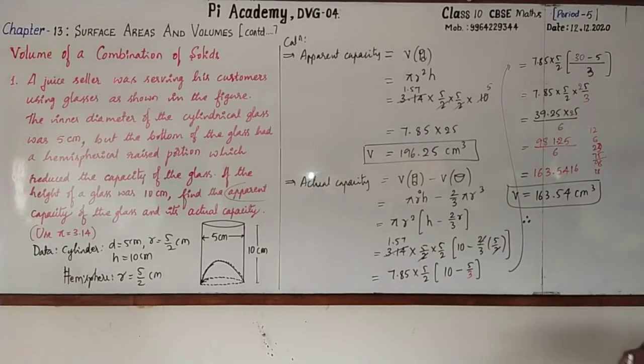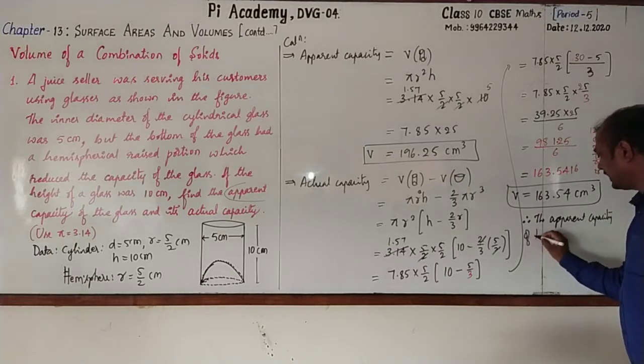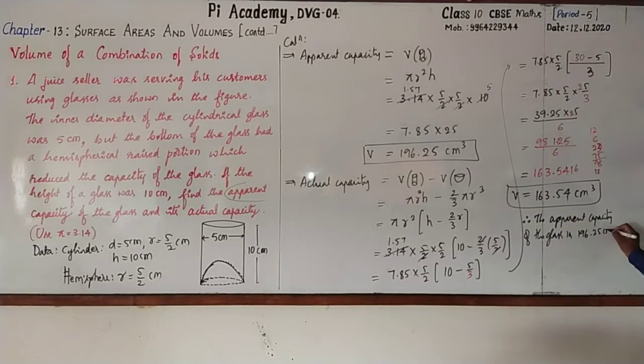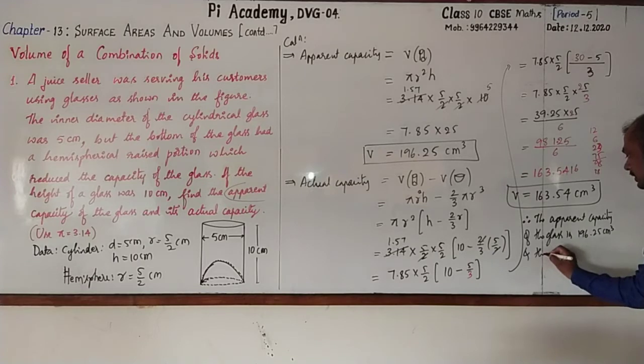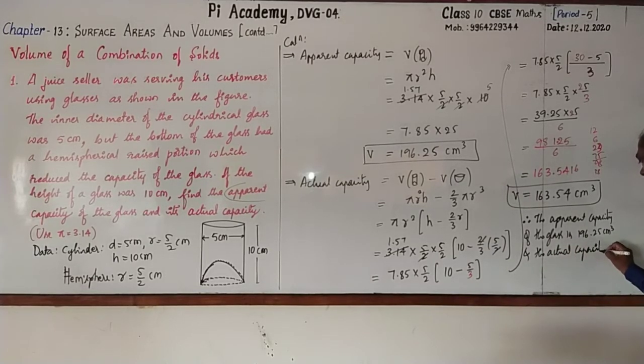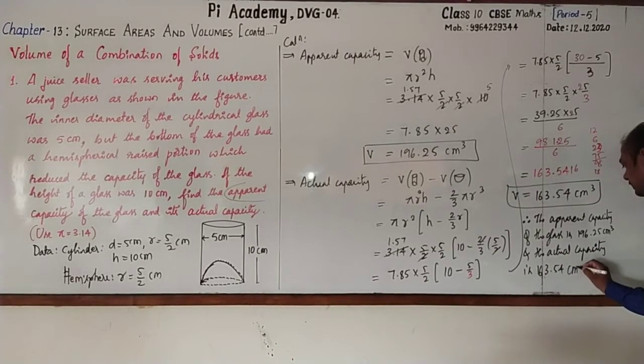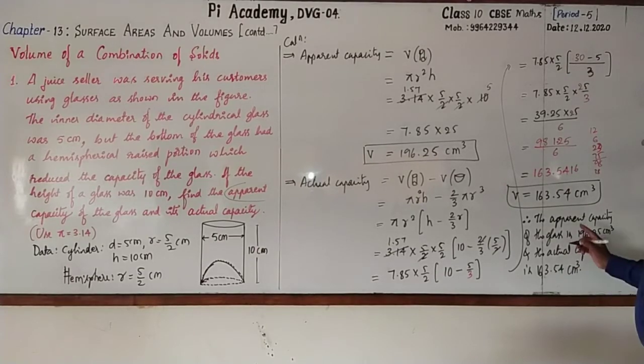163.54 centimeter. Now conclusion: therefore the apparent capacity of the glass is 196.25 centimeter cube and the actual capacity is 163.54 centimeter cube. Followed? Please copy that.